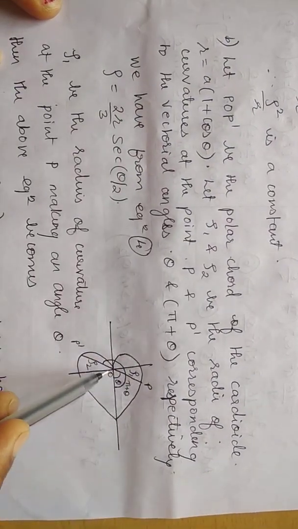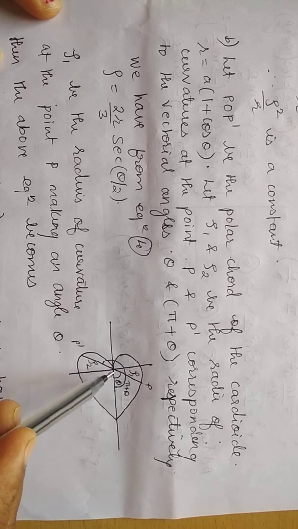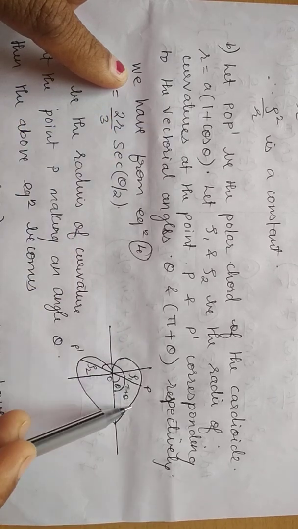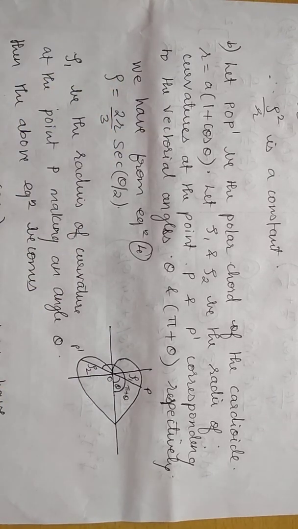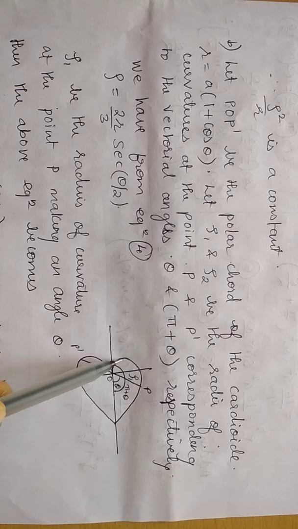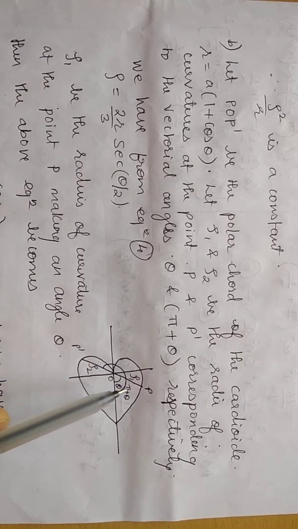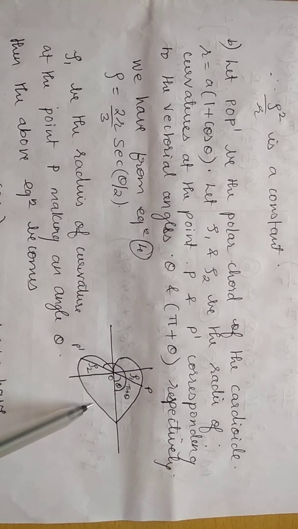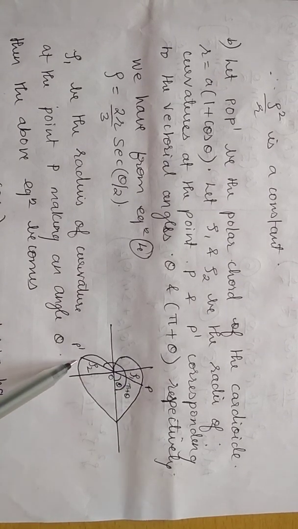Now, to start, what is the shape of the cardioid? Cardioid is a heart shape, or we can say it is a leaf shape. The cardioid r is equals to a into 1 plus cos theta, the figure is like this. What is a chord? A chord is the line joining 2 points on the curve. So, I have taken a point P and a point P dash on this cardioid. When I join them, it becomes a chord.